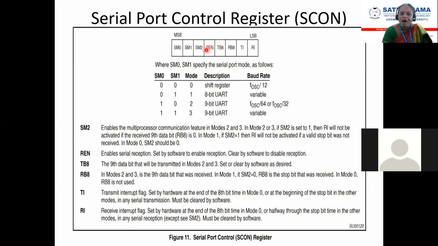I have to send it here. Okay. REN. What does REN mean? It will enable the serial operation. Okay. So SM2 is for multiprocessor communication. In mode 2 and mode 3, there may be a multiprocessor process. At that time, we will enable it.